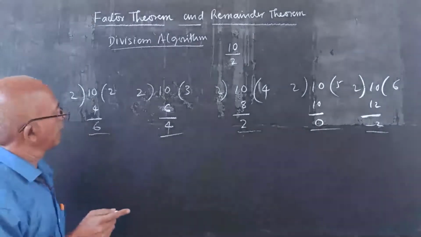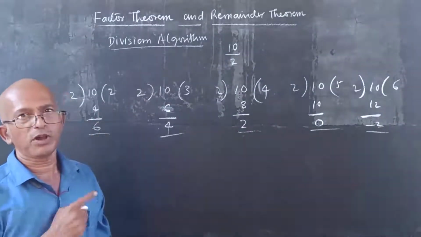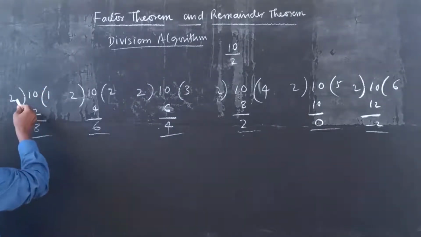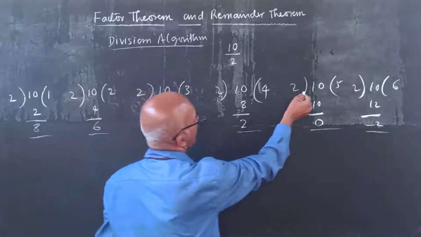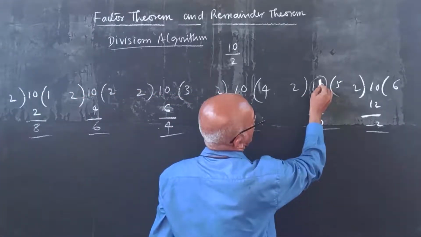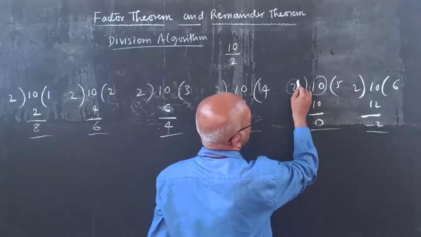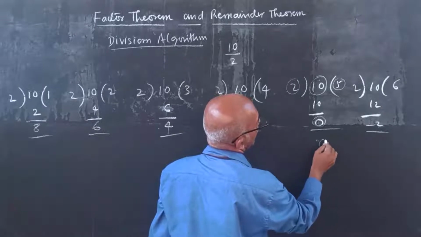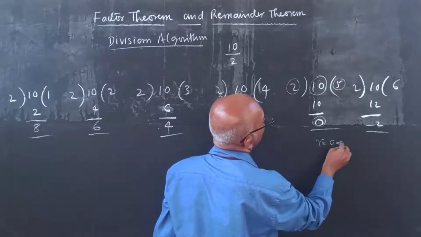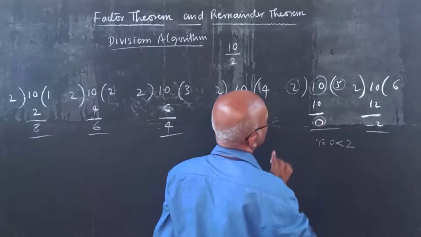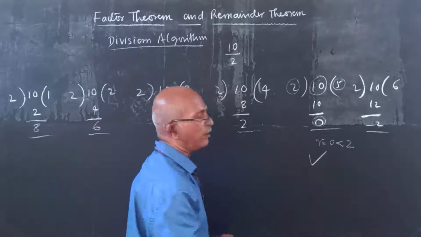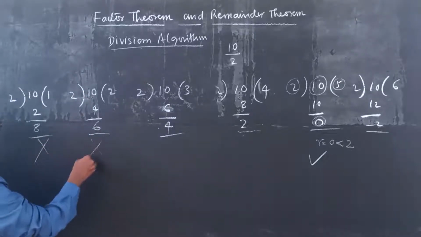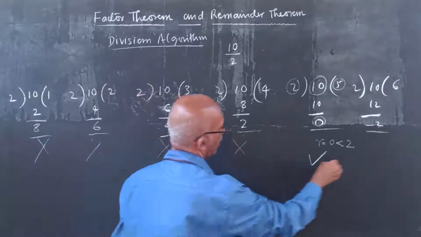Now we should tell which is the division algorithm among all these. As you know, this is the dividend, this is the divisor, this is the quotient, and this is the remainder. The remainder should be 0 and it should be less than the divisor. Then only we will call this a division algorithm. All these are not division algorithms.